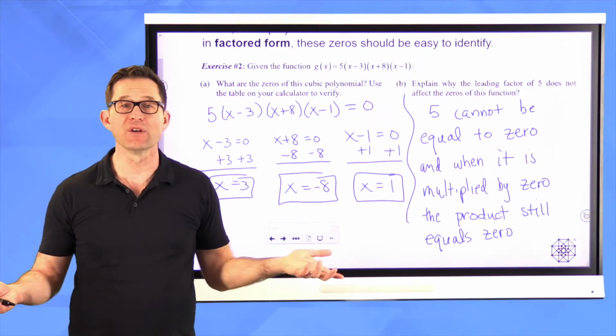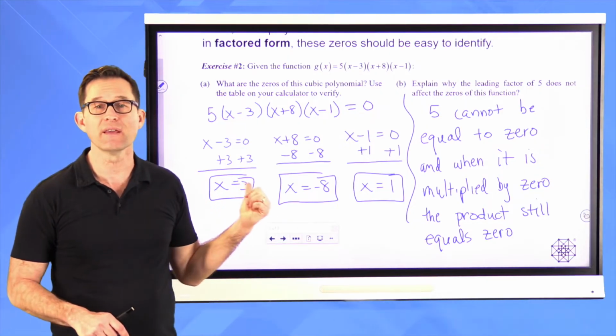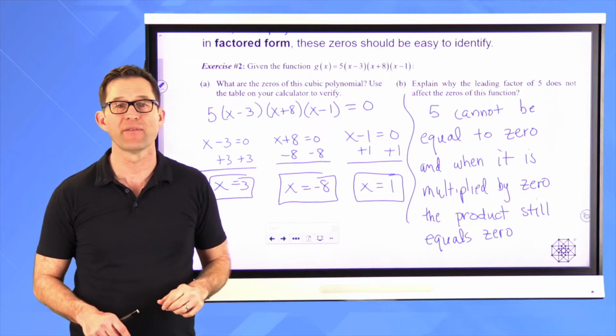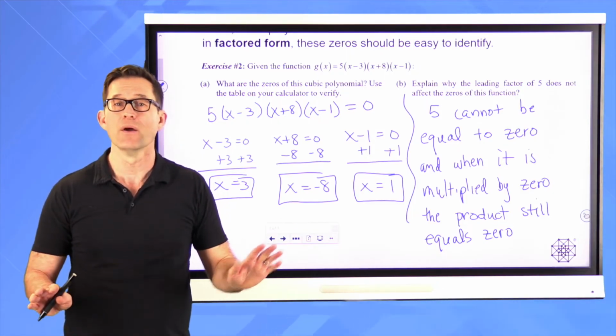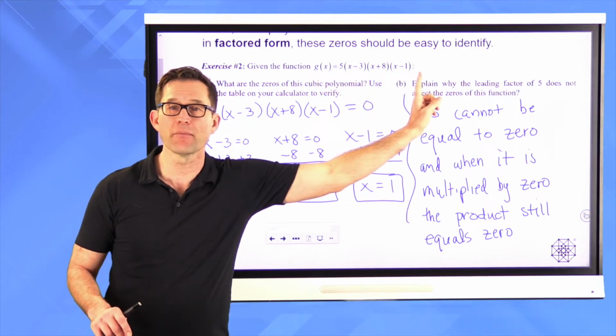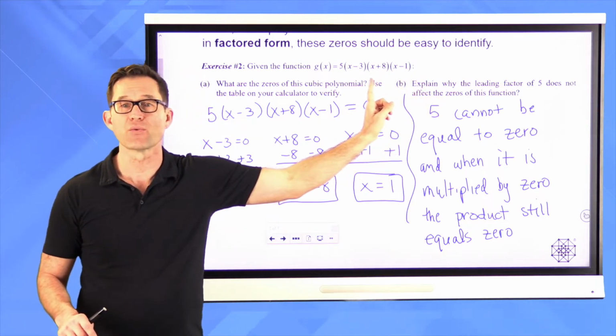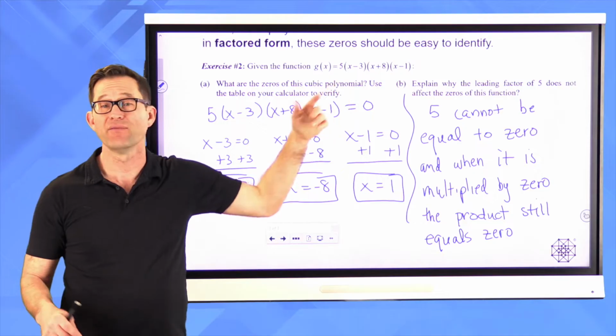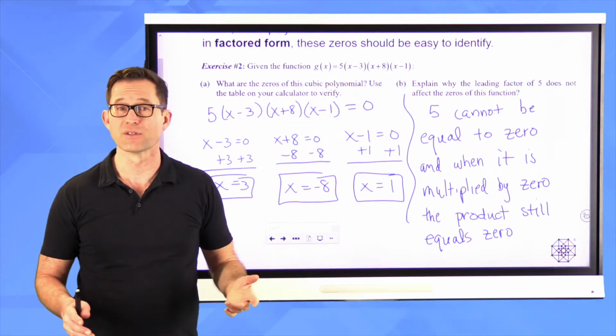right? We don't get a 0 of -5. We don't take each one of these values of x and multiply it by 5. None of that happens, right? We're just trying to find values of x that when I substitute them into this giant product make one of these three things equal to 0. That 5 never can be equal to 0, even though it's part of the product.